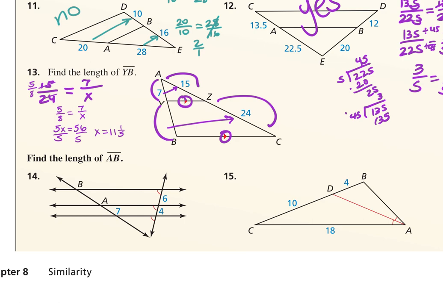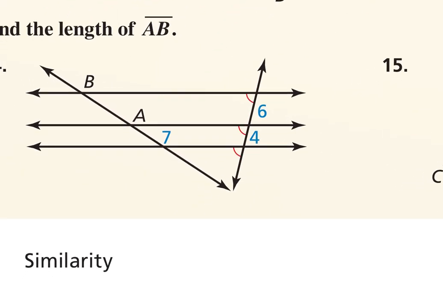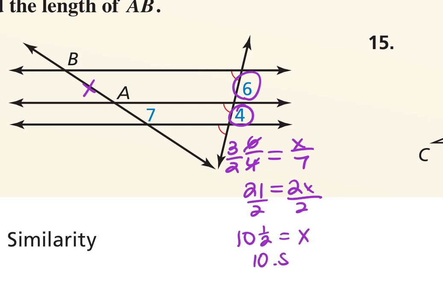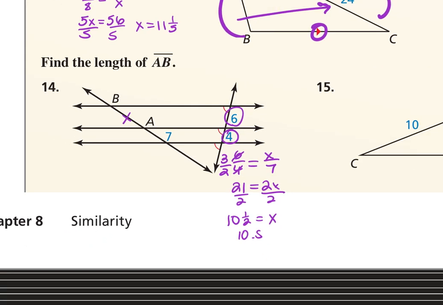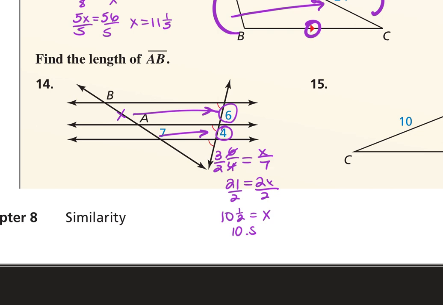Number 14 is your 3 parallel lines. And again, these are cut proportionally. So I can do 6 over 4 would equal x over 7. Reduce again. This would be 3/2. So 3 times 7 is 21 equals 2x. Divide both sides by 2. And x is 10 and 1/2, or 10.5. You could have also done x over 6 equals 7 over 4. Remember, there's more than one way to do those.